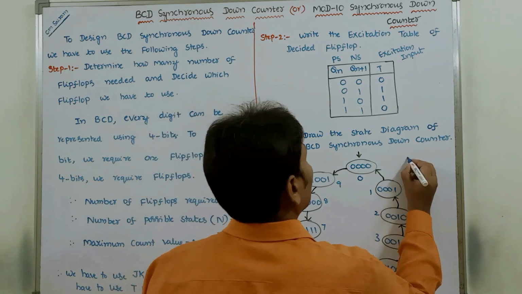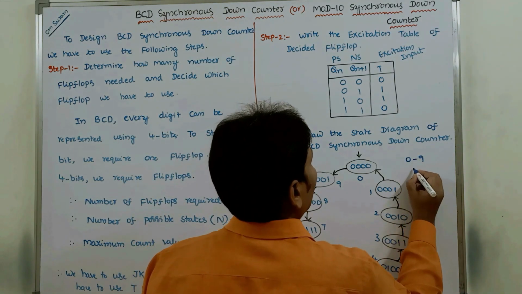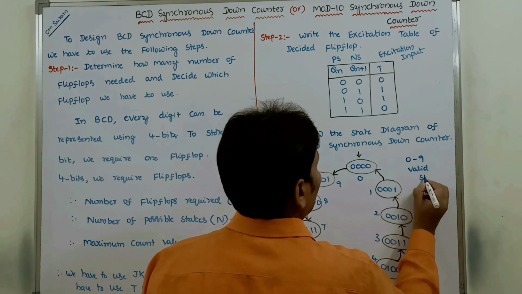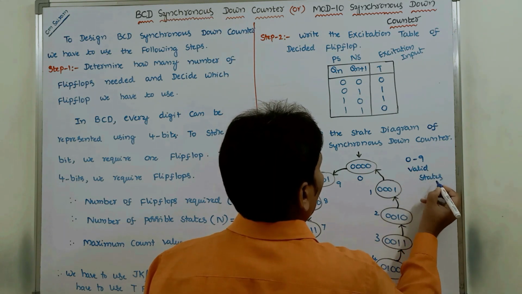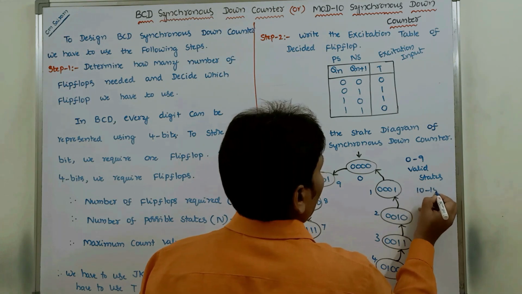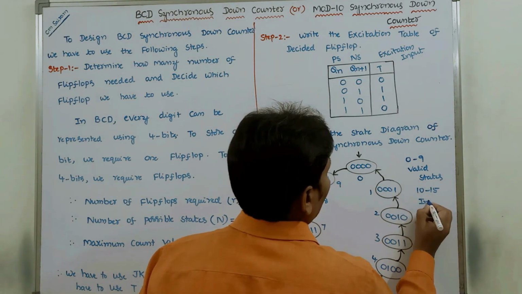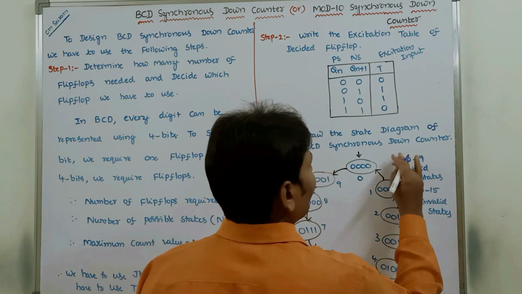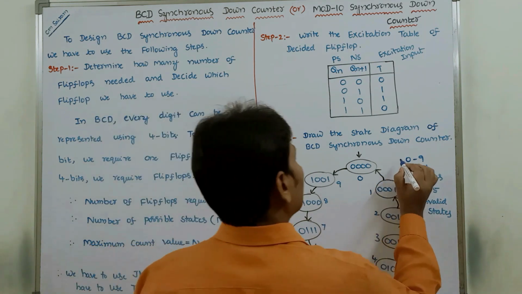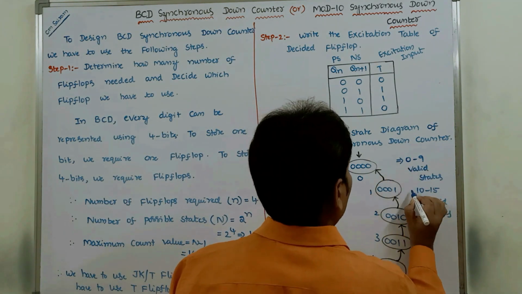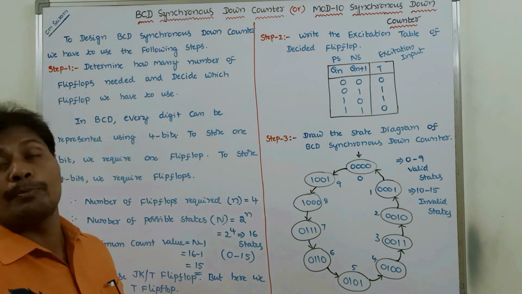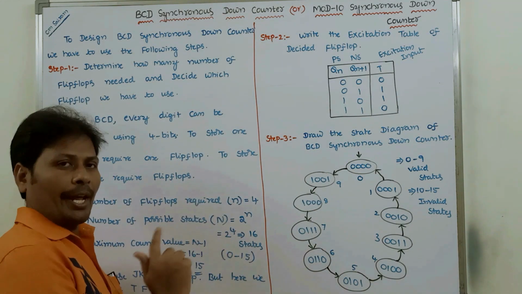Here 0 to 9 are valid states and 10 to 15 are invalid states. Only valid states are present in the state diagram. Invalid states are not present in the state diagram.